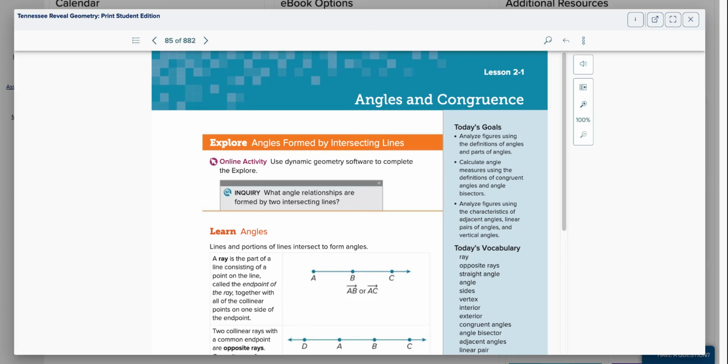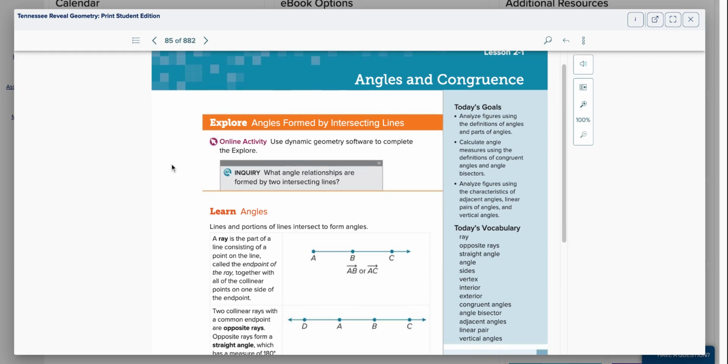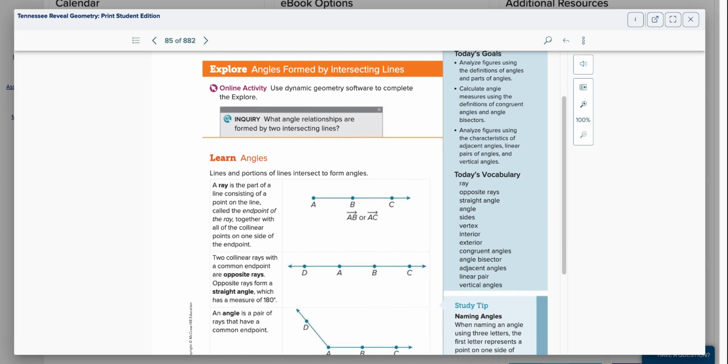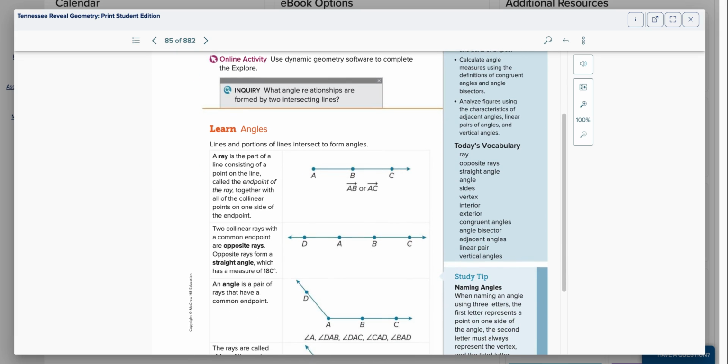All right, you guys, we are in the Tennessee Revealed Geometry, beginning of Unit 2, which is all about angles. This one is 2-1, which is angles and congruence. We're going to know what congruent means. We talked about that with segments, where they have the same distance, length, or measure. They all mean basically the same thing. They're equal in length, they're equal in distance, or equal in measure.